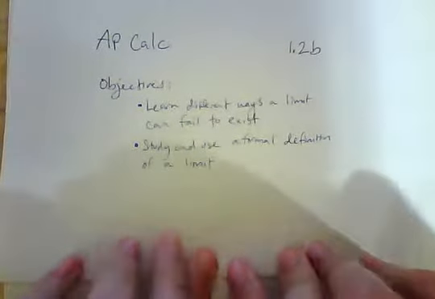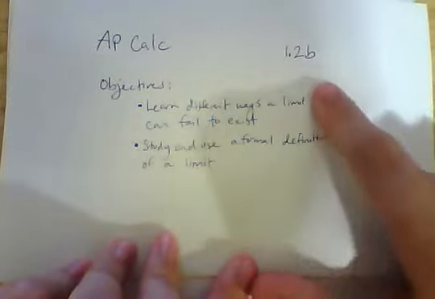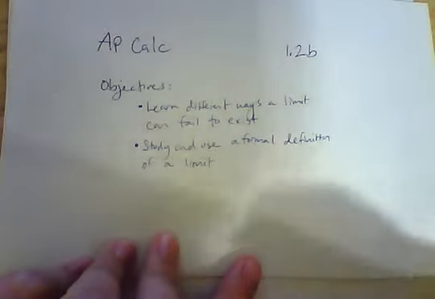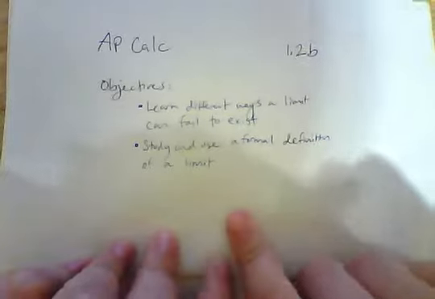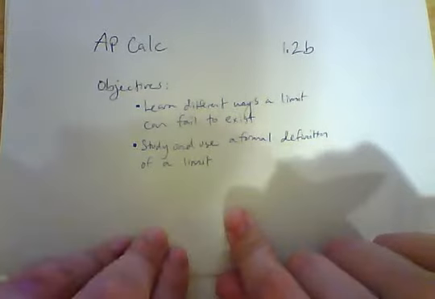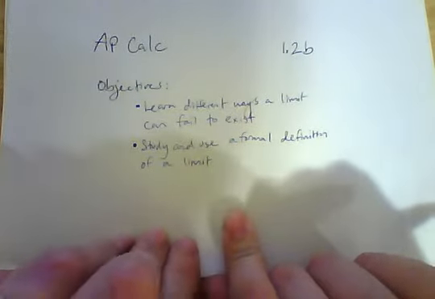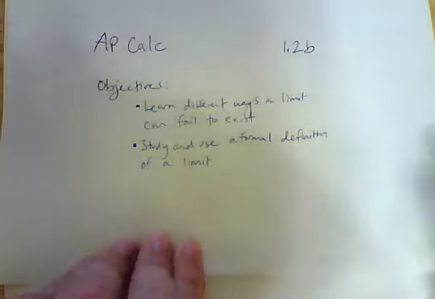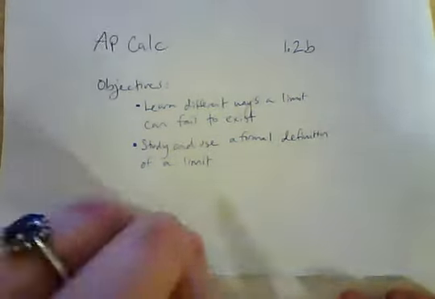Hello everybody, welcome to part B of chapter 1.2. Today we're going to finish discussing the different ways that a limit can fail to exist, and then we're going to briefly study and use a formal definition of a limit. Alright, let's get started.